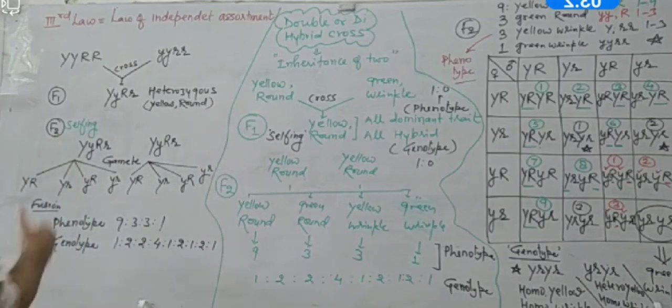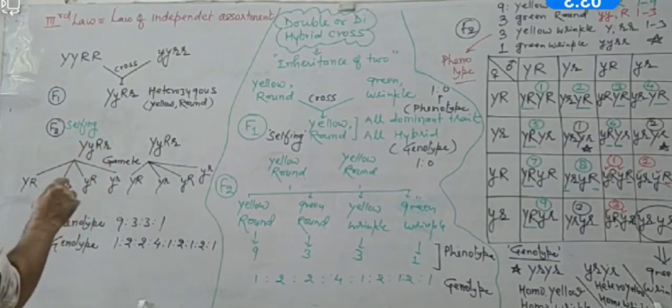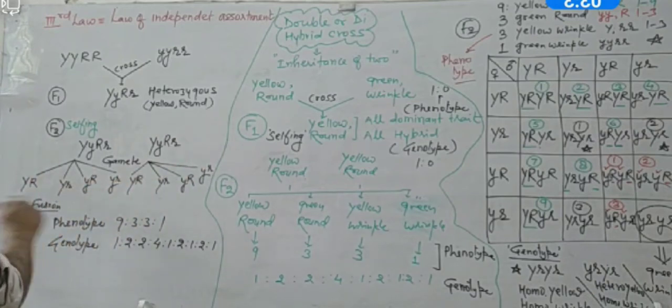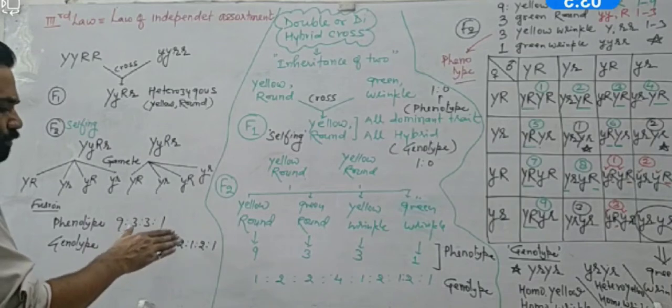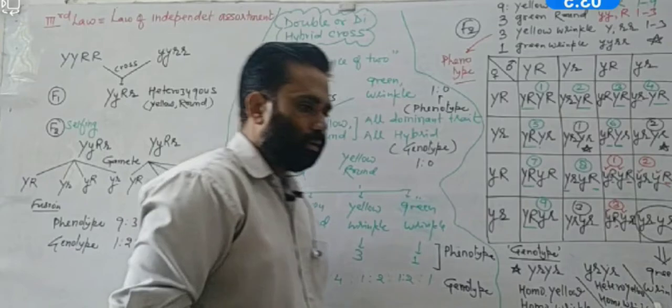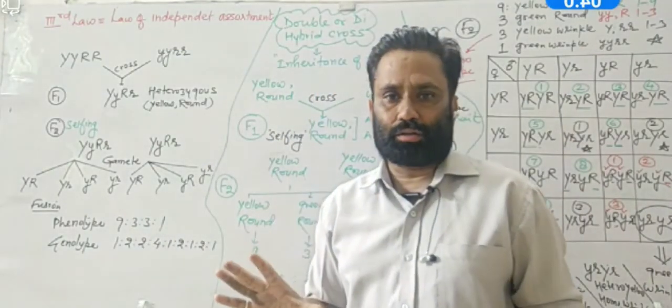Selfing, after allowing the selfing, in the F2 generation we can say here the gametes will form, 4 gametes from each plant. So 1, 2, 3, 4, 5, 6, 7, 8. We can see here 8 different gametes. After fusion in the F2 generation, phenotype 9:3:3:1 ratio and genotype 1:2:4:1:1:2:1:1.